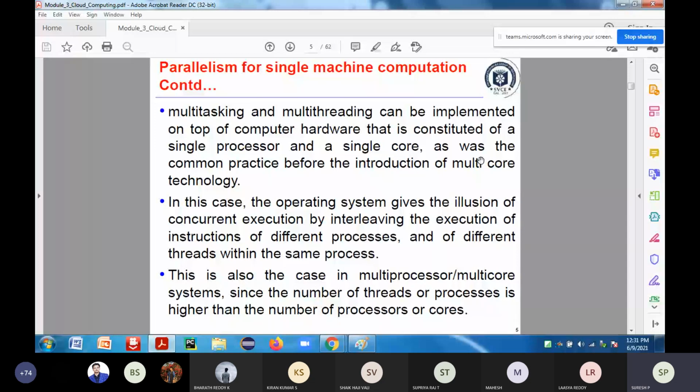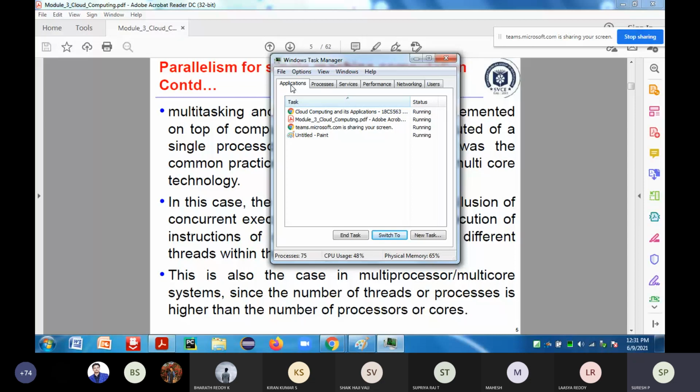If you take any system, you are going to have the task manager here. This shows the applications which are running in the foreground. In the foreground, I am running my PDF presentation, I am running my Paint, and I am going to run my Teams here.